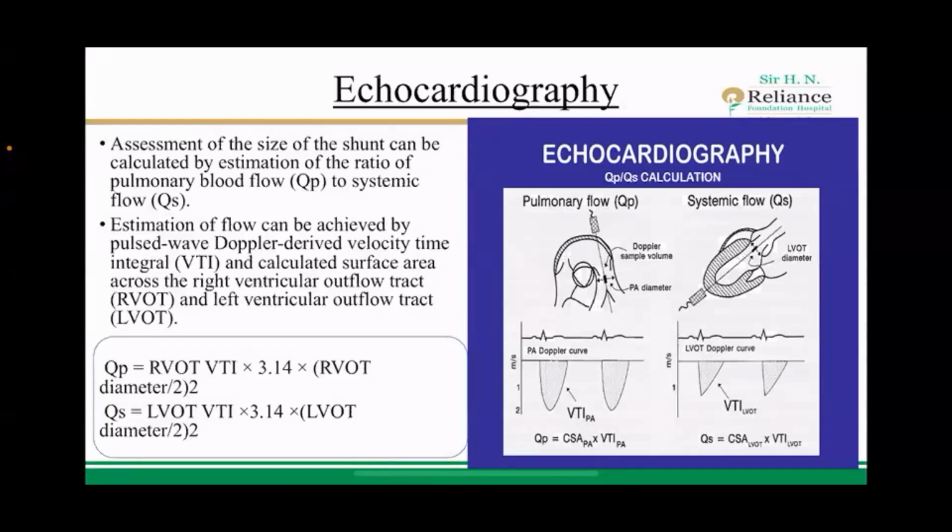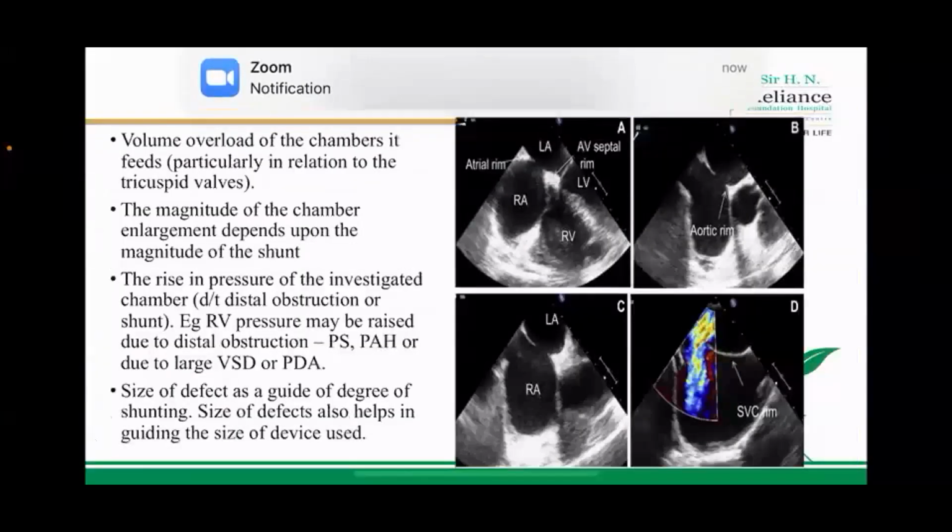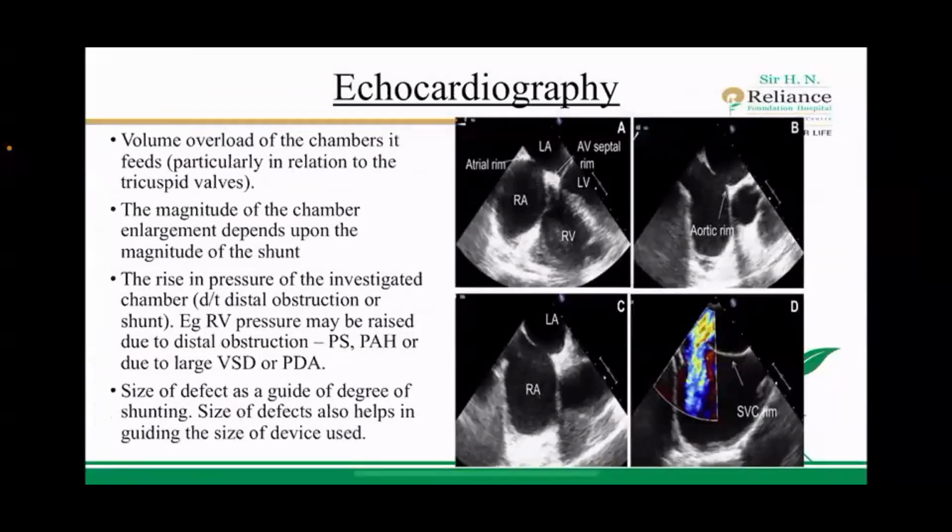This is just an image showing the LVOT diameter and RVOT diameter. This is just transthoracic echo. And by putting a Doppler, we can get the flow and VTI can be calculated. And the QP to QS ratio, we can calculate by that. Other things that we see when we do echocardiography: volume overload of the chambers. So this is in relation to the tricuspid valve.